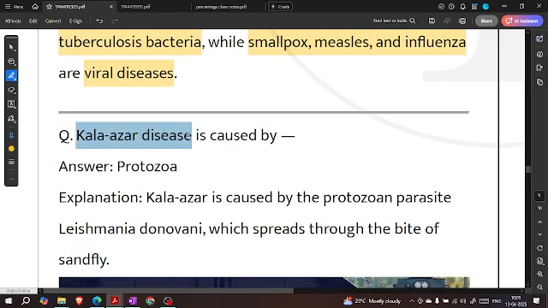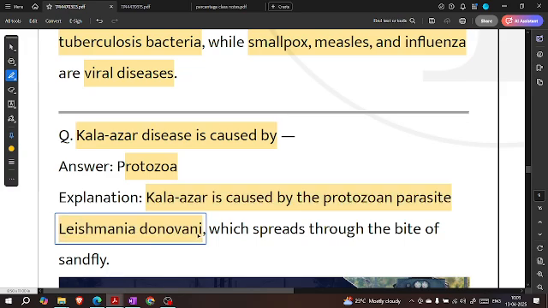Kala Azar disease is caused by the protozoa. Kala Azar is caused by the protozoan parasite Leishmania donovani, which spreads through the bite of sandfly.